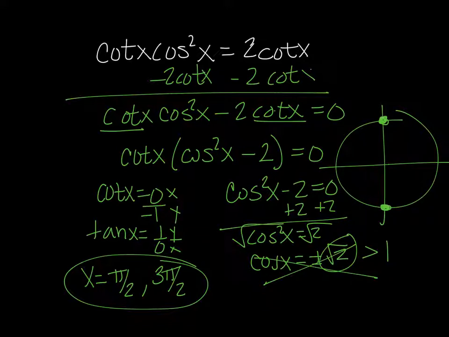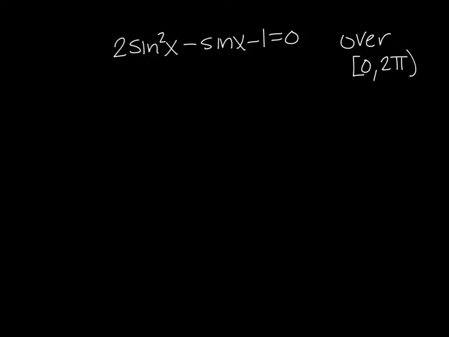All right, I have 2 more examples for you. Here we have a quadratic. If you look at it, it's sine squared, it's sine, and then it's nothing. So this is something that we can box out. Notice it says over 0 to 2 pi. This is actually called interval notation. I know it looks kind of like you have a point, the point 0, 2 pi, but it's actually called interval notation.